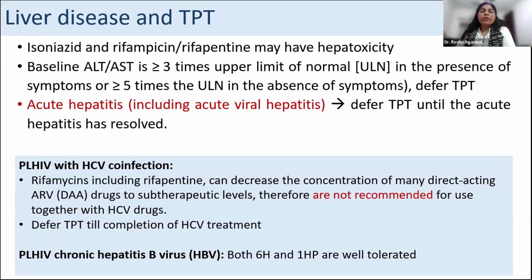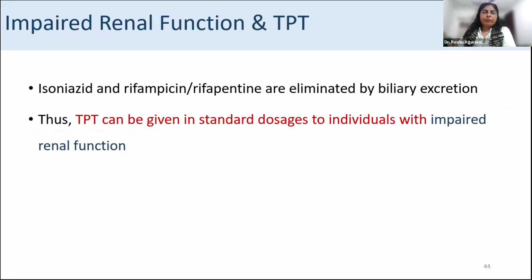For the patients who have chronic HBV co-infection, in those cases, both 6H, 6 months of INH, or 1 month of rifapentine with INH are well tolerated, and you can give them. Coming to impaired renal function, can we give TPT? Usually isoniazid and rifamycins are eliminated by biliary excretion. So no dose adjustments are required if the patient is having an impaired renal function.